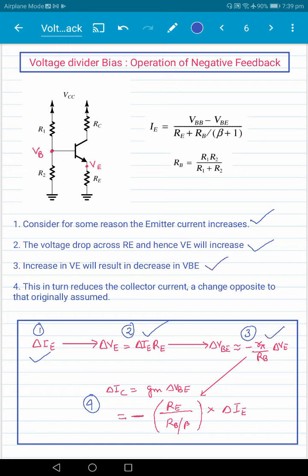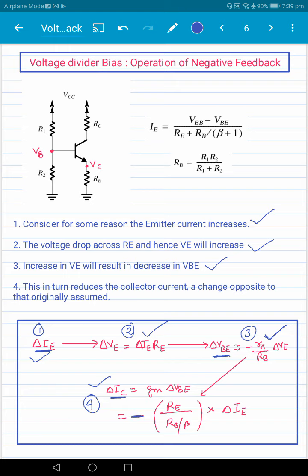That's point number 3. But this is where we make a change here. The delta VB that we calculate is different from when you make an assumption that there's no change in the base voltage here. And this in turn reduces the collector current, point number 4, a change which is opposite to the change that we get here. The delta IC is opposite to the original change here. There's a negative sign here, right here, negative sign here.